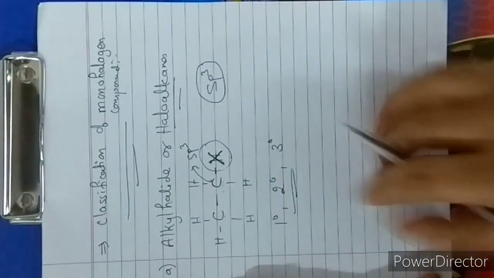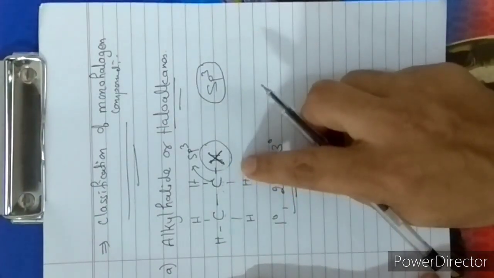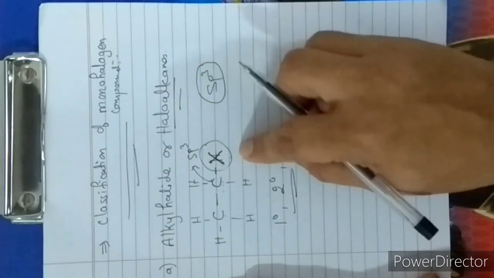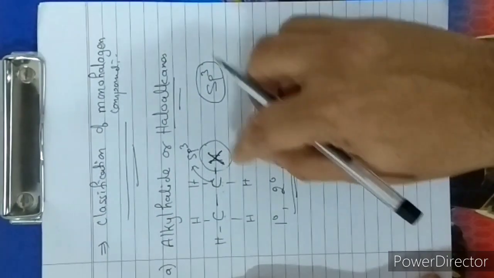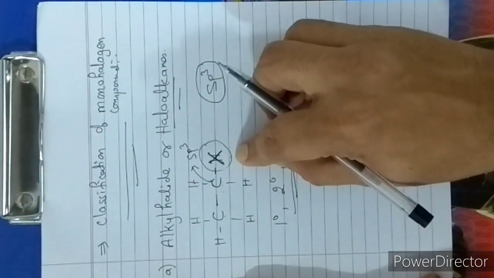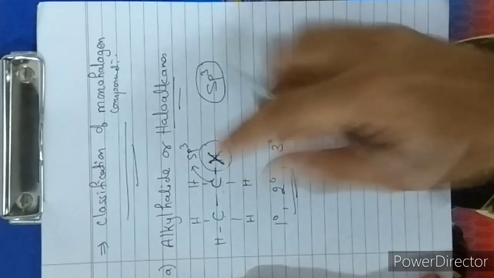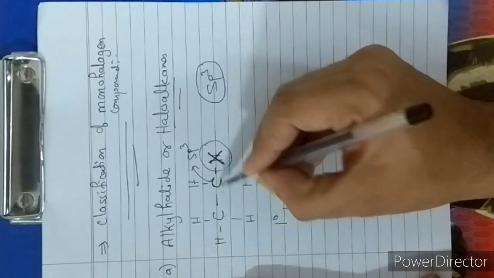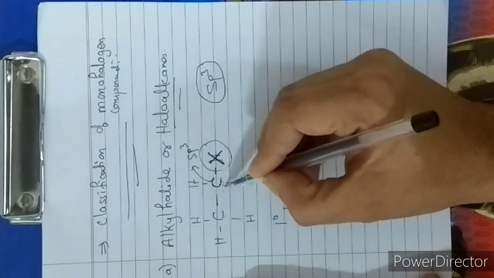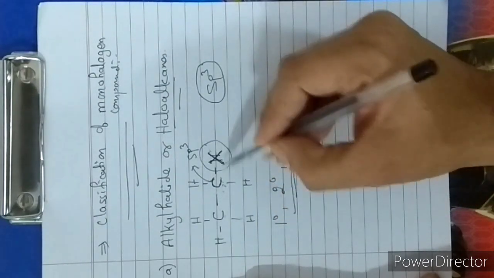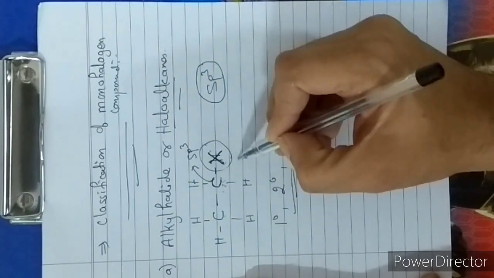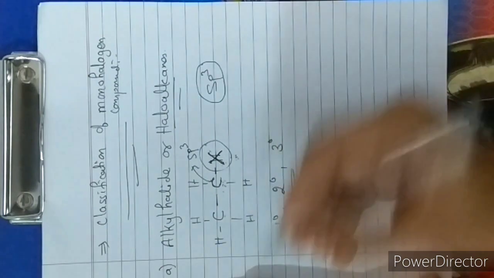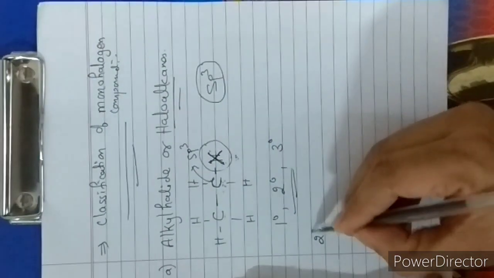halide. Now student, this example, can you tell me which category this belongs to? 1 degree, 2 degree, or 3 degree? Tell me. Yes, it belongs to 1 degree. How 1 degree? Because this carbon is attached to only one carbon. So this is 1 degree carbon and my halogen is attached to the 1 degree carbon. So that's why it is 1 degree alkyl halide. Clear?